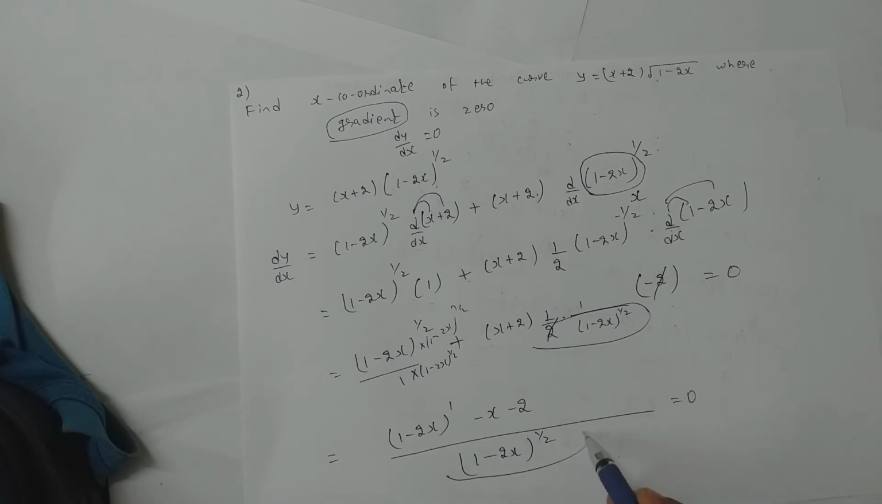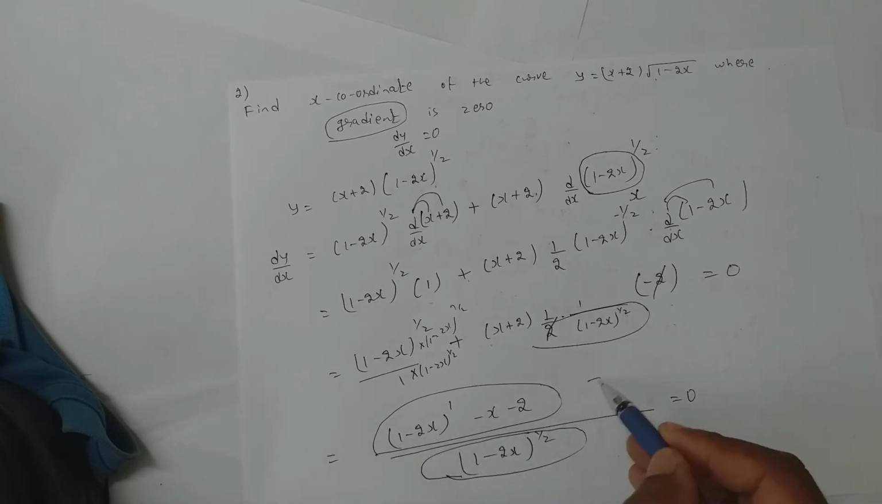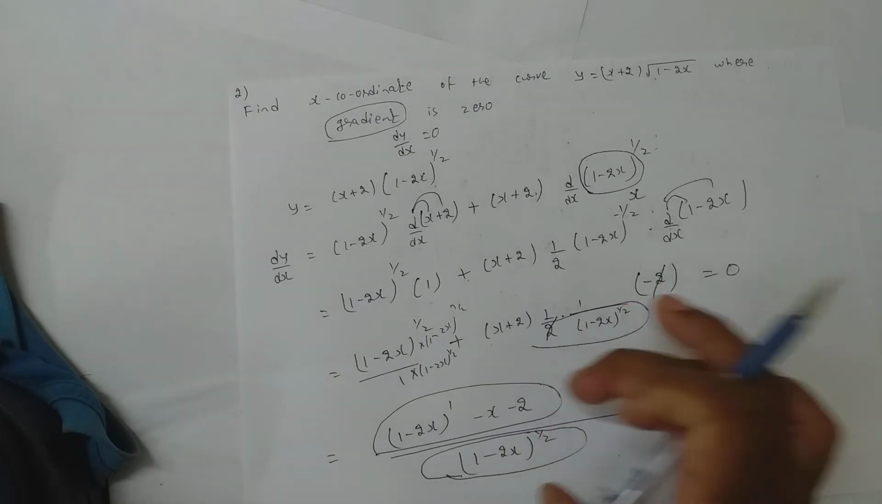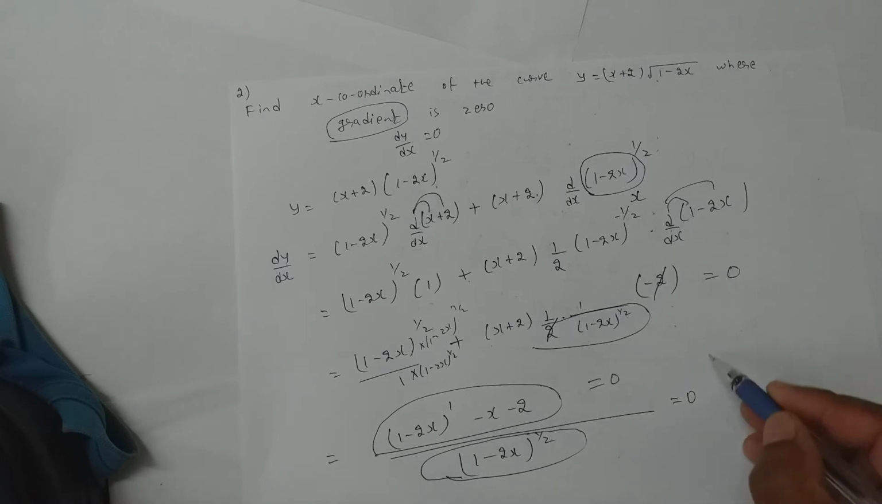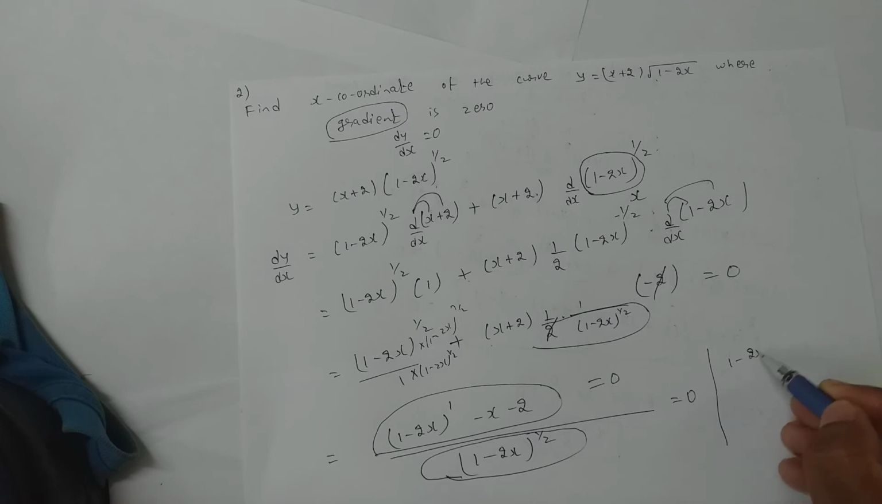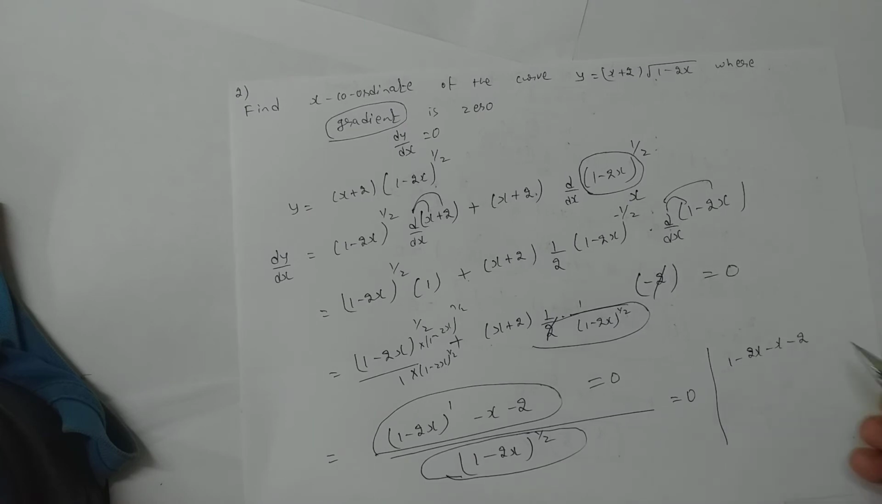My denominator should not be equal to 0, so leave it. Only when the numerator is equal to 0, only then this entire term is equal to 0. So I need to find out for what value of x my numerator is 0. To find that, let us simplify it. So it is 1 minus 2x minus x minus 2.